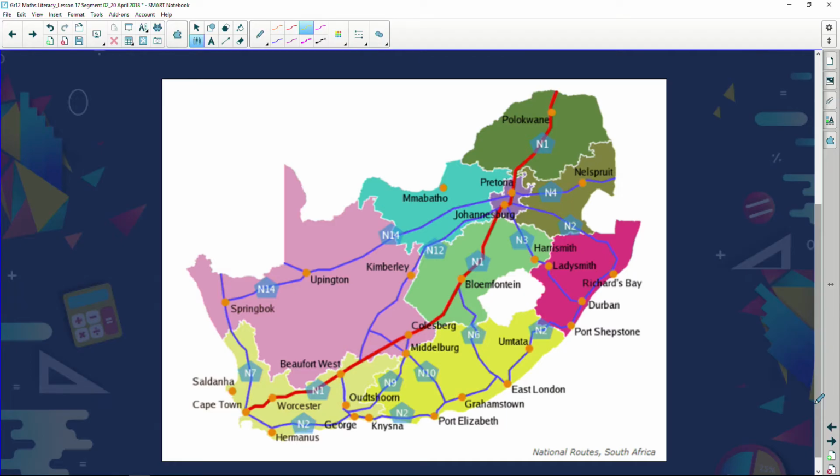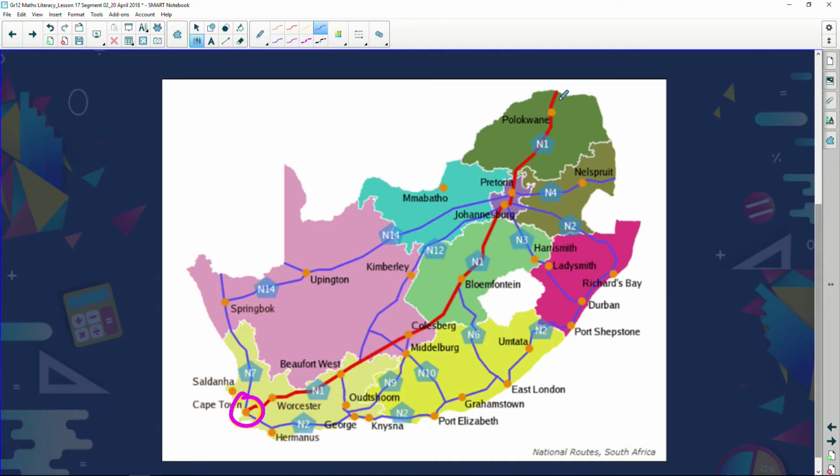Now, national route number one goes right across the country, okay? Starting from Cape Town and away it goes. Let's get a nice color here. From Cape Town and it goes all the way through Worcester, through Beaufort West, goes out of the Western Cape, goes along through Colesberg, cuts into the Free State, goes through Bloemfontein, comes through into Gauteng, Johannesburg, Pretoria, and then goes all the way into the Limpopo province and cuts through Polokwane and right up to our border. That's national road number one.